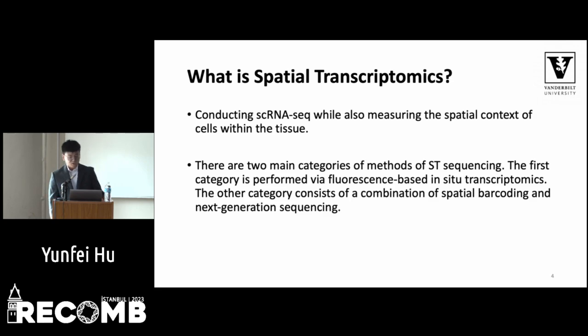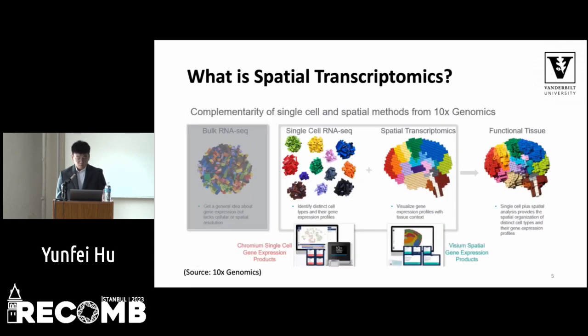There are two main categories of methods of ST sequencing. The first category is performed via fluorescence-based in situ transcriptomics. The other category consists of a combination of spatial barcoding and next-generation sequencing. The tissue size can vary from a small section to whole organ sections and from model organisms. The number of genes counted can vary from tens to thousands or even the whole genome. And a spatial location may range from a whole tissue domain to a large 500 micrometer by 500 micrometer region of interest, or down to a single cell or even finer.